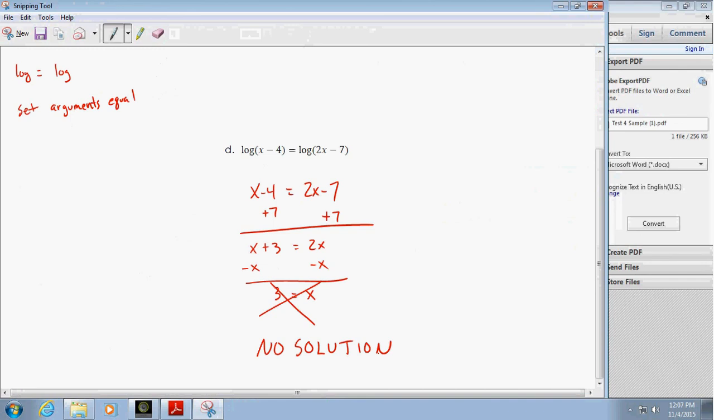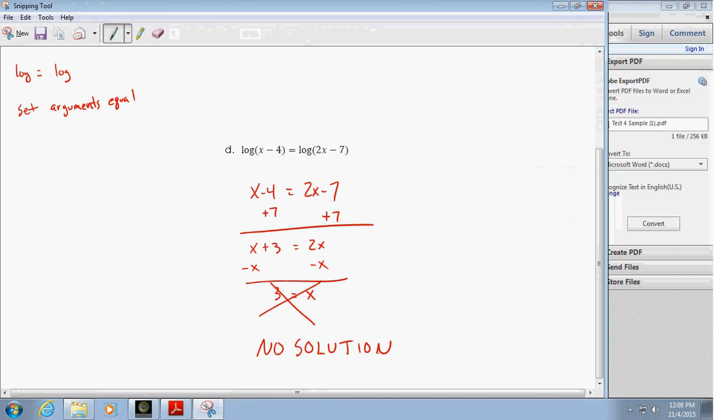Because it's a very legitimate part of the problem. If you start with a log, you have to check your answers. It's not that you need to check your answers just to make sure they're right. You have to check your answers to verify that it's a solution. Okay? It's part of the problem. Checking your answers is part of the problem, because when you plug in the value, you get a negative number in the argument. Yes. And you can't take the log of a negative number.